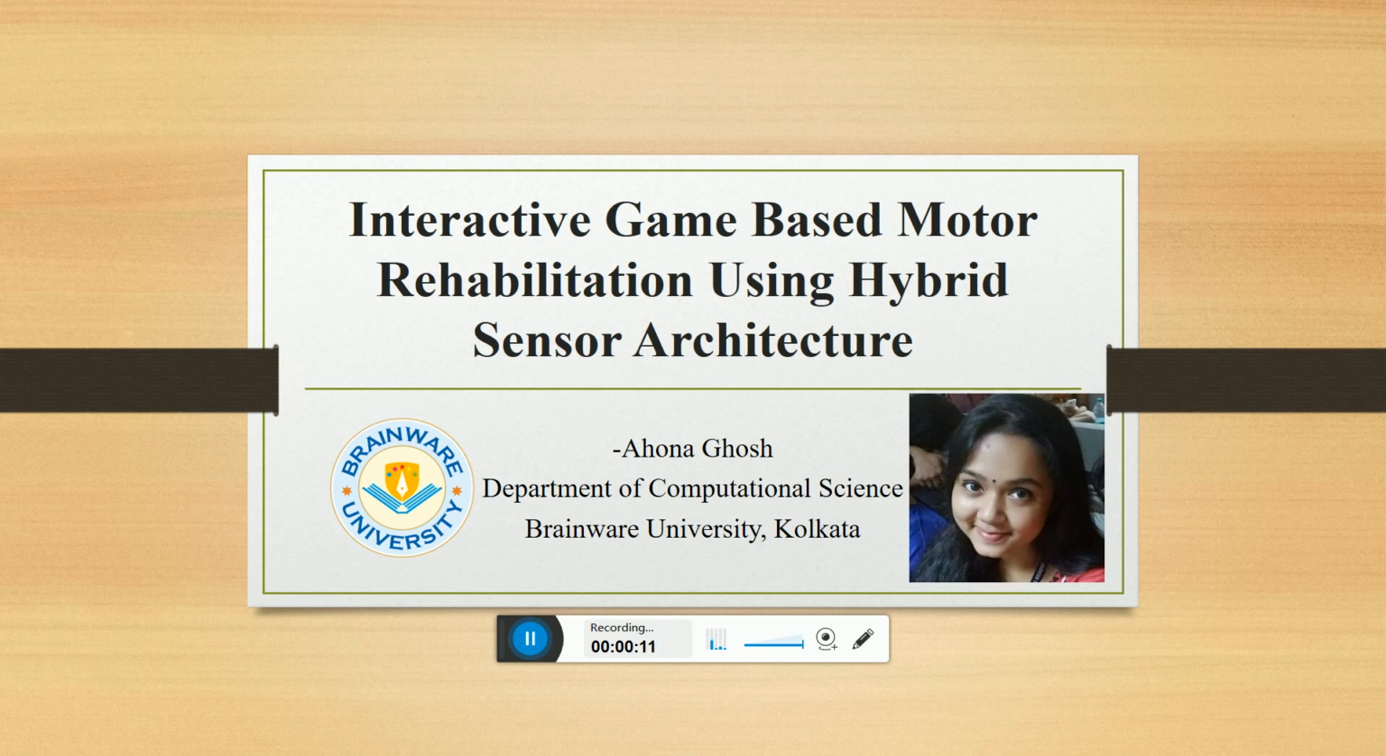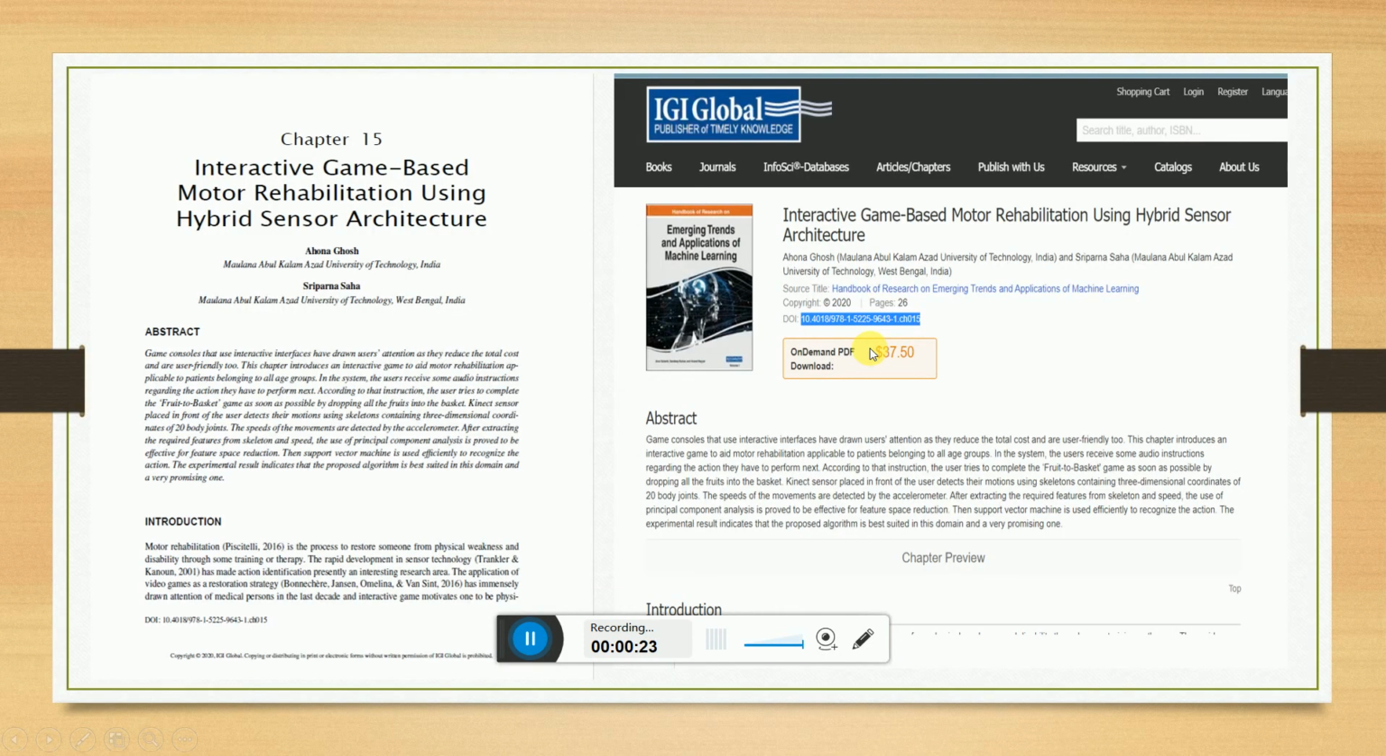Today I will be discussing one of our research papers named Interactive Game-Based Motor Rehabilitation using Hybrid Sensor Architecture. I will be happy to share with you that this work was published in one of the books of IGI Global Publisher, which was named Emerging Trends and Applications of Machine Learning.